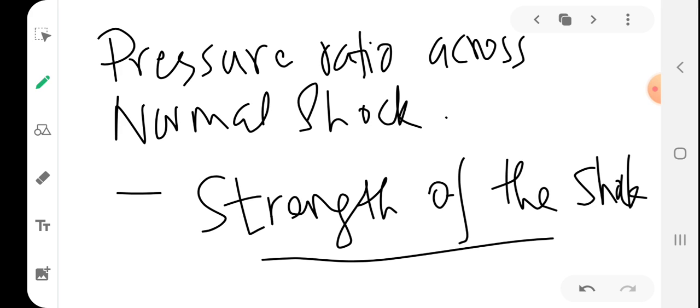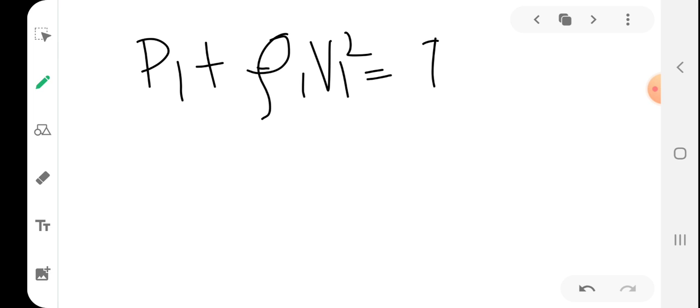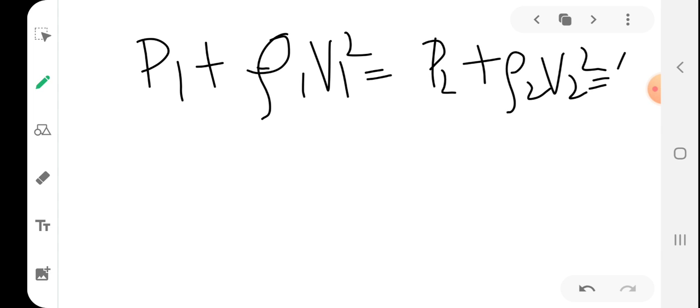When the initial Mach number is unity, the pressure ratio will also be unity because there won't be any normal shock. It will be a weak wave or Mach wave. As the Mach number increases, the incident Mach number increases, the strength of the compression wave increases. Okay. And we know the momentum equation: P1 plus rho 1 V1 square is equal to P2 plus rho 2 V2 square is equal to a constant.